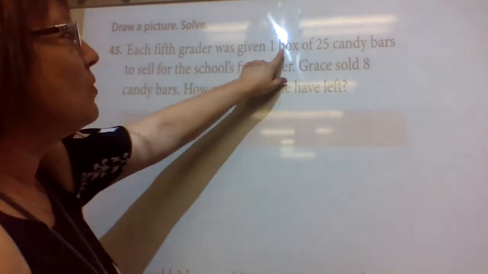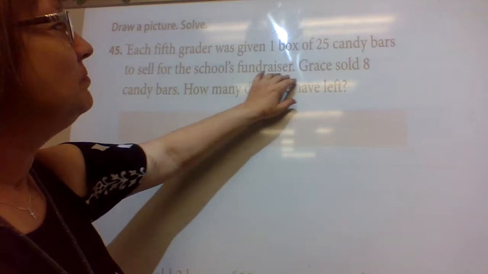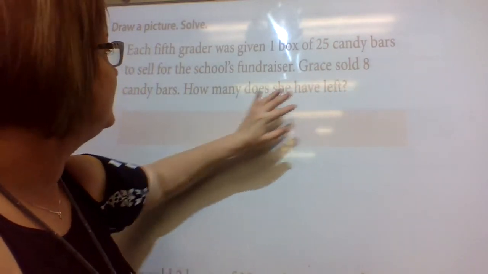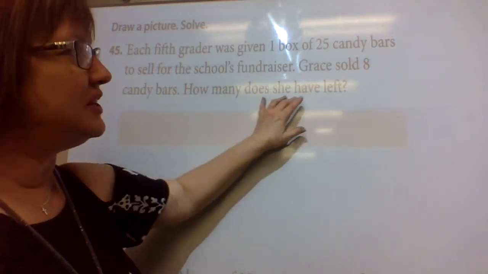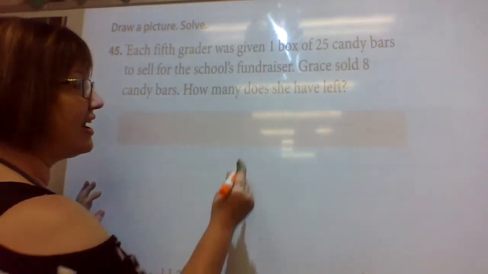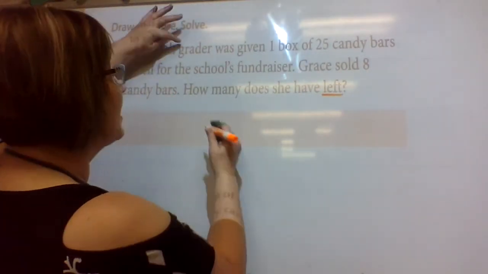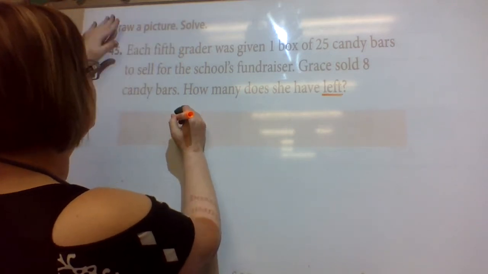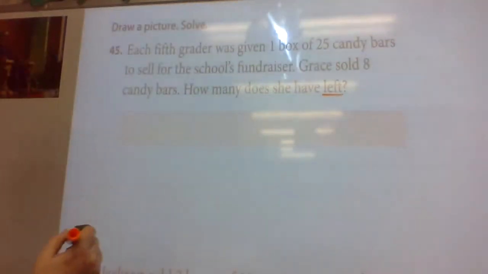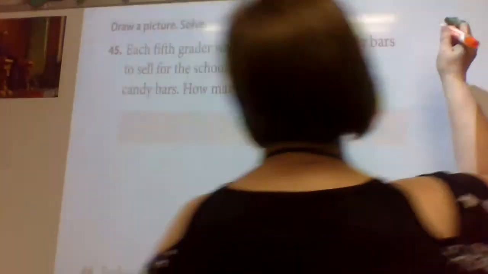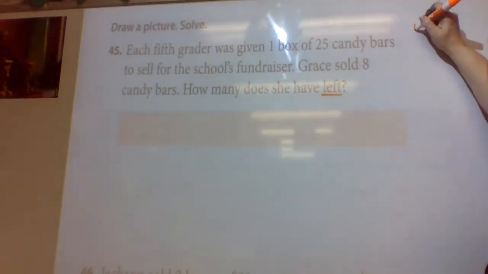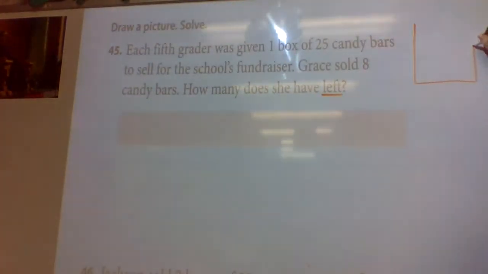Okay, so 1 box of 25 to sell. For the fundraiser at school, Grace sold 8. How many does she have left in her box? Okay, whenever you see left, a lot of time that's going to be subtraction. Okay, so 25, oh, sorry, it says to draw a picture. Where's the picture? You have to draw a picture over here. So over here, you need to have a box and draw 25 candy bars, however you want to.